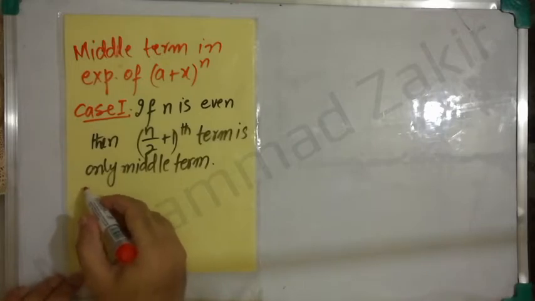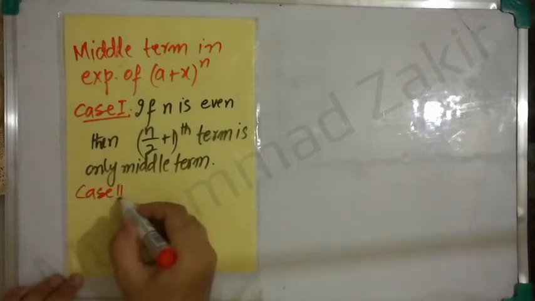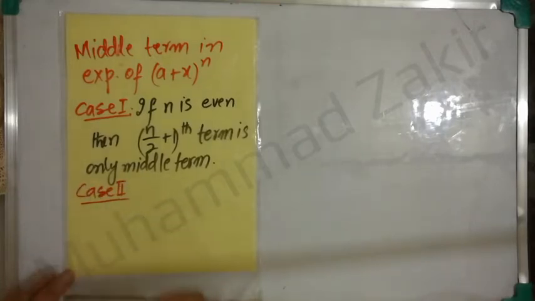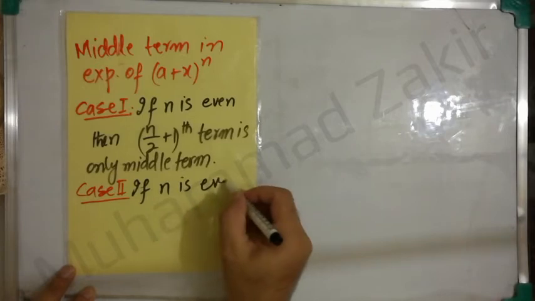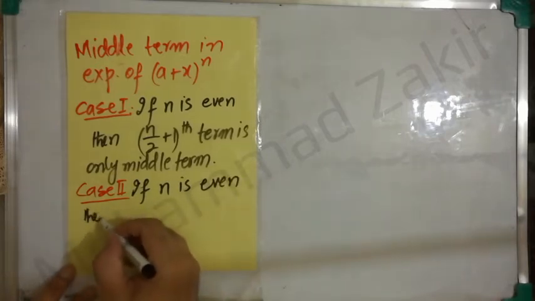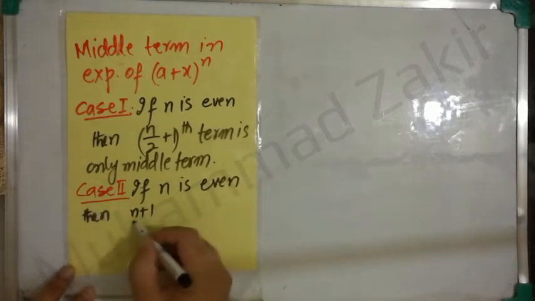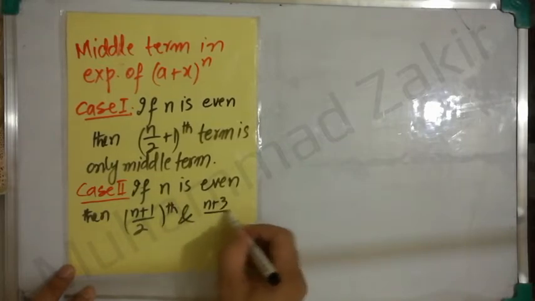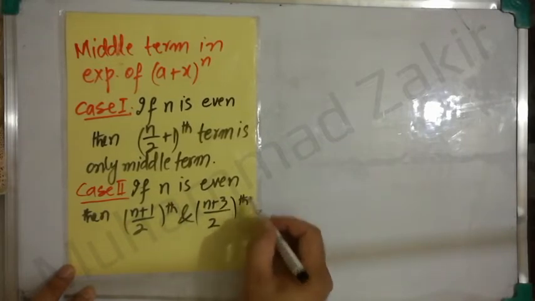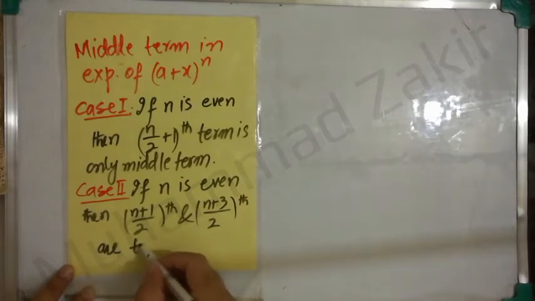Case 2: if n is odd, then the ((n+1)/2)th and ((n+3)/2)th terms are the two middle terms.